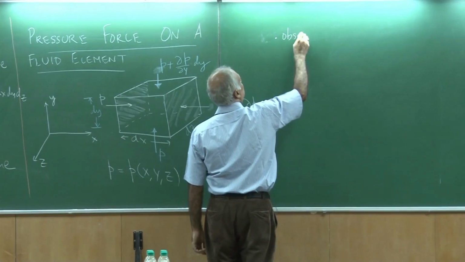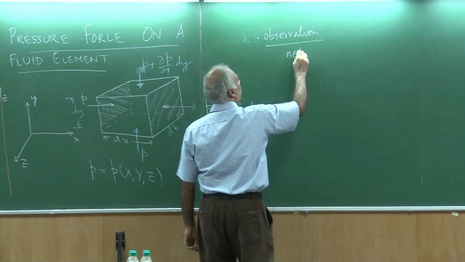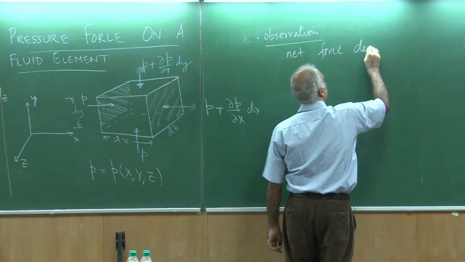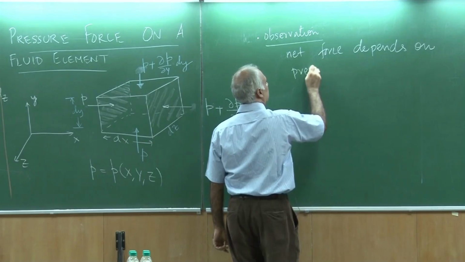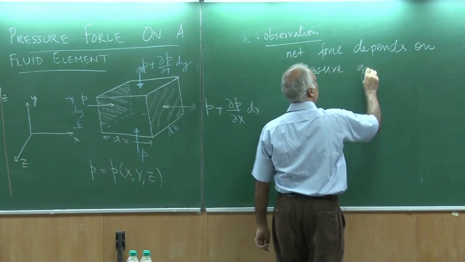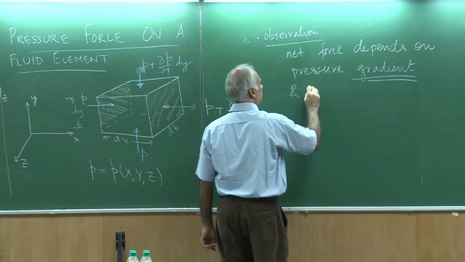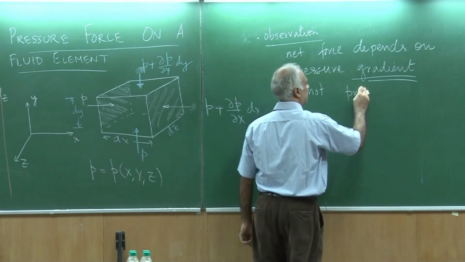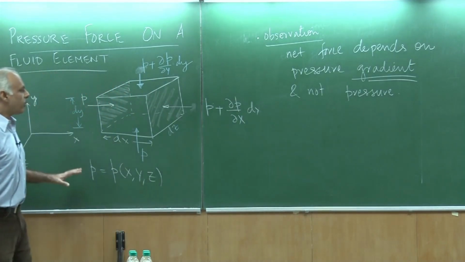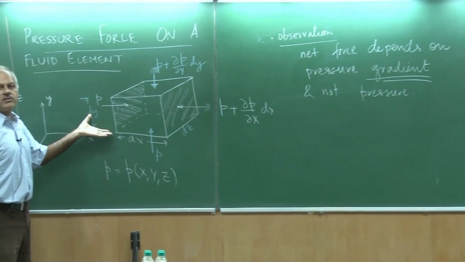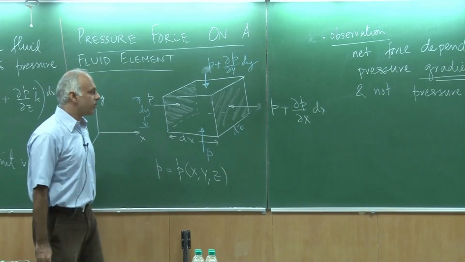All right. Next, what I can do is do a force balance. Observation 1: net force depends on the pressure gradient and not the pressure. Okay. So, this is a very important result, that the absolute value of the pressure is not so important. It is actually how the pressure is changing in the fluid that is more important.